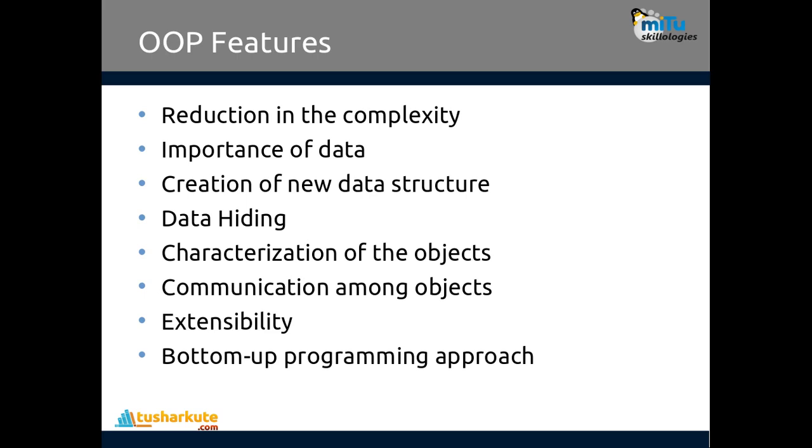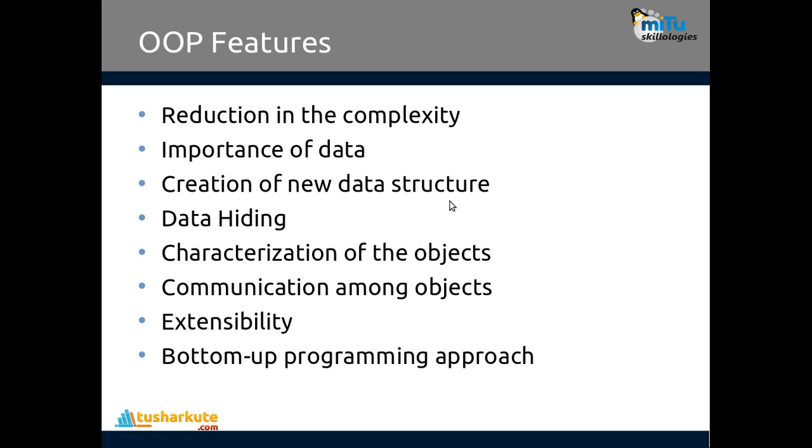The first is reduction in complexity. POP contains very complex code, so that complexity we can reduce with the help of OOP. The second is importance given to data, emphasis is given on data. Objects are common, as we have seen already. The structure is common, but data defines the difference among the objects. That's what we call importance given to the data.